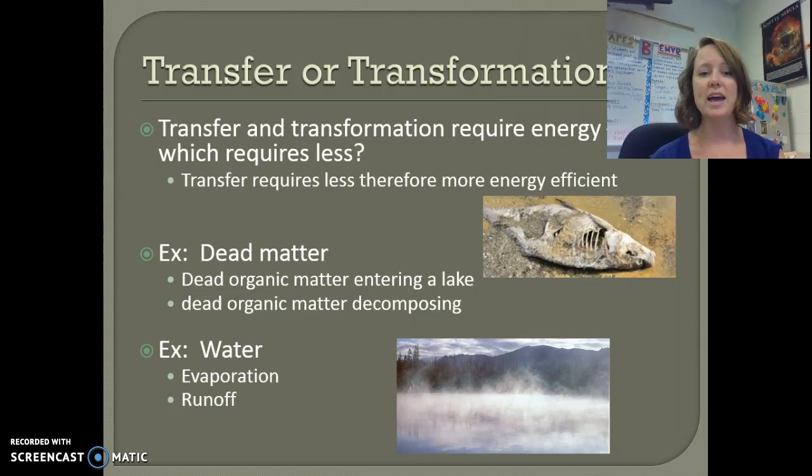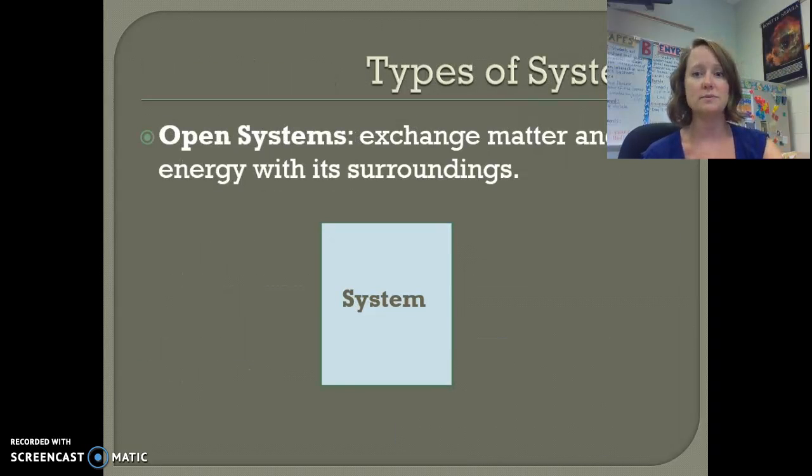Okay? Looking at the water cycle, evaporation. That is a transformation. Remember that evaporation is when we change water from the liquid state to the vapor state or gas. Runoff would be a transfer. So when you have runoff from a rainstorm that runs into a stream, that feeds into a river, that feeds into an ocean, the water is remaining liquid. It has not changed state, so it's simply a transfer.